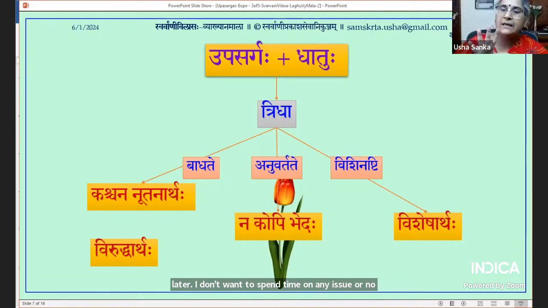Find out at least 5 verb generated upasarga added words in English. 5 verb generated upasargas. You can find yourself. I mean, I need not do the homework for you. Then you can understand the concept in Samskrta.